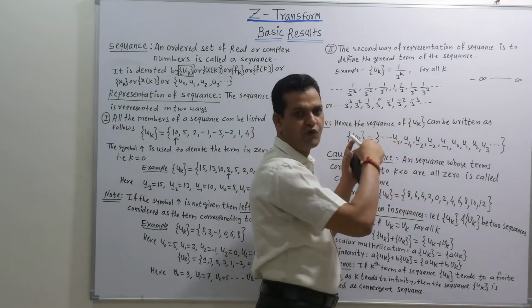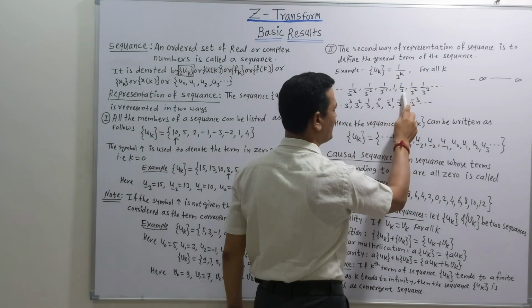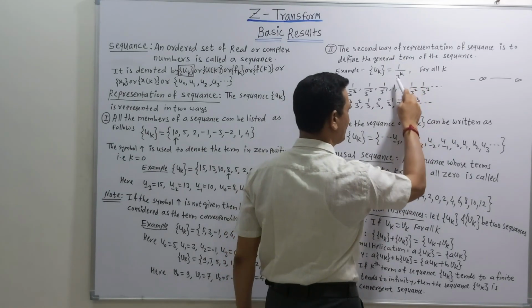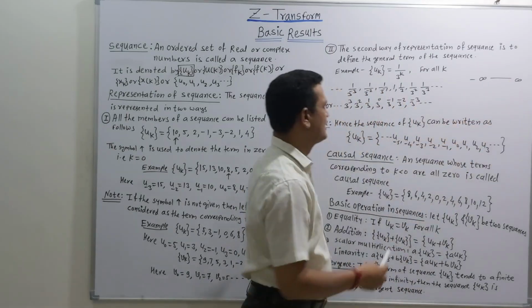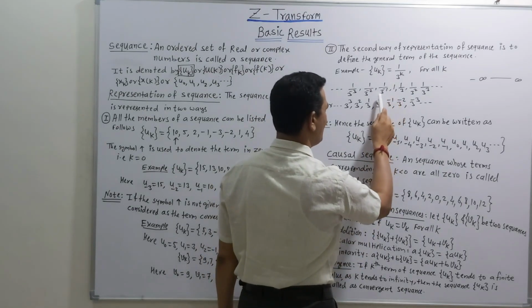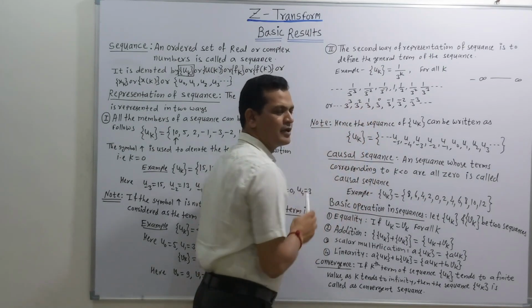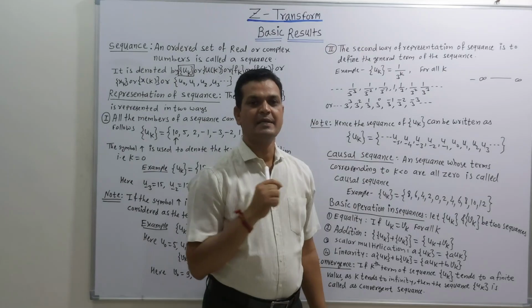In particular, if we put positive values for k, then we get 1 upon 3 raised to 1, 1 upon 3 raised to 2, 1 upon 3 raised to 3, 1 upon 3 raised to 4 and so on. So this goes up to infinity. Similarly, if we put negative values for k, then we get 1 upon 3 raised to -1, 1 upon 3 raised to -2, 1 upon 3 raised to -3 and so on. So this goes up to -infinity.